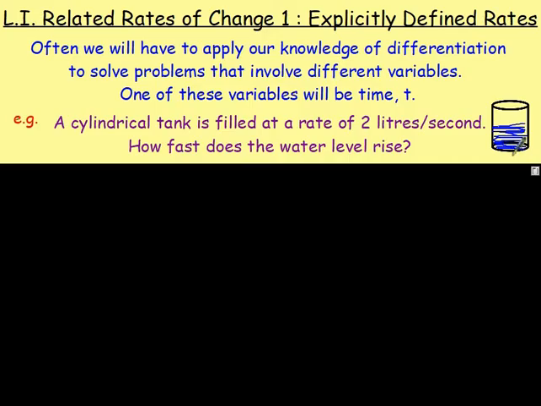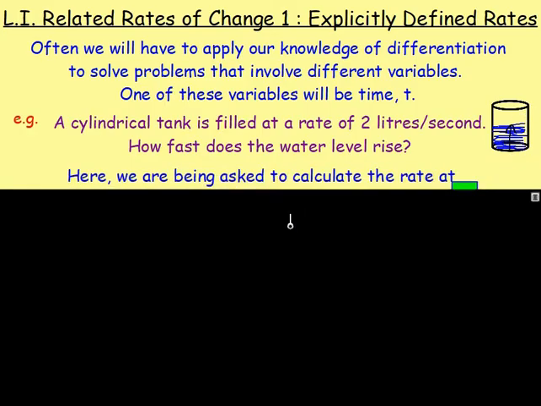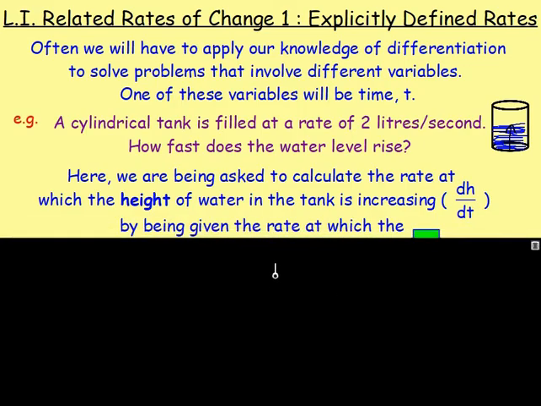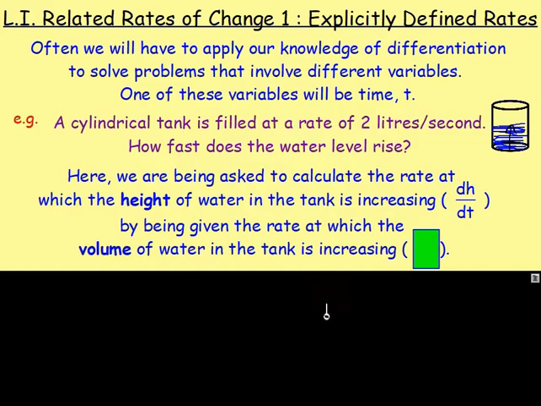So in other words, the height of the water is also going to be changing with respect to time. As the time increases, the height will also increase. So here we're being asked to calculate the rate at which the height of the water in the tank is increasing, the rate of change of the height. But because that depends on the time, you can say that that will be dH by dt. And we are told that the volume is increasing. So because we are told the rate of change of the volume, we're told dV by dt. So really we're being asked to work out dH by dt, but we're told dV by dt.